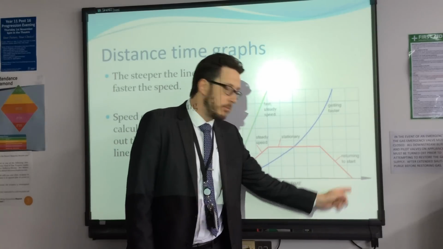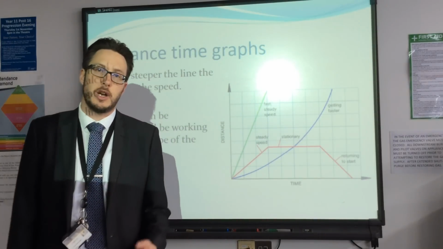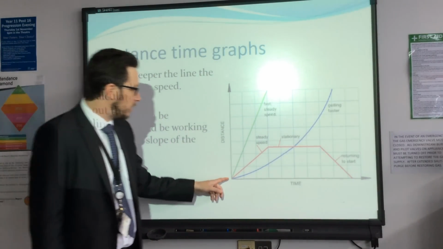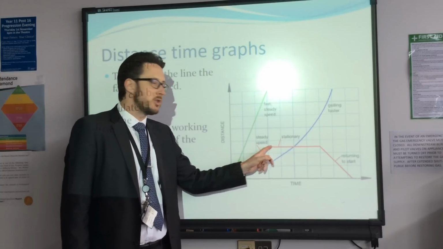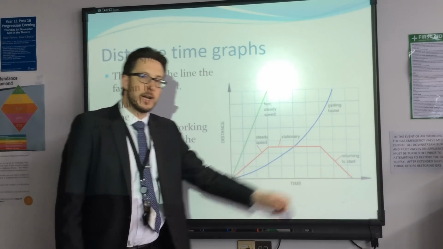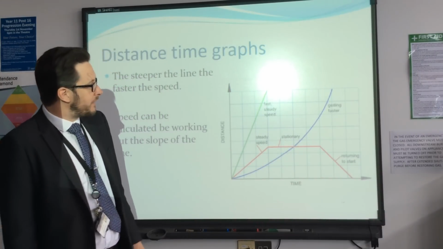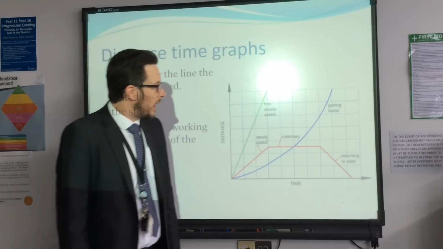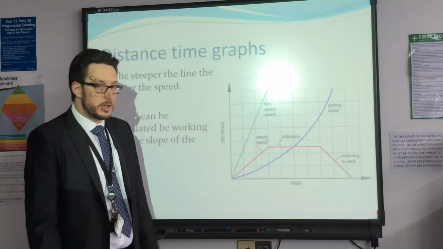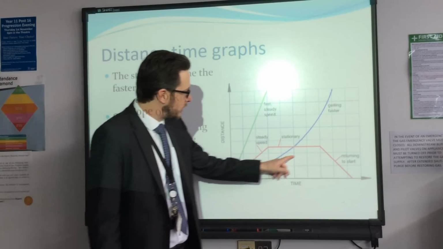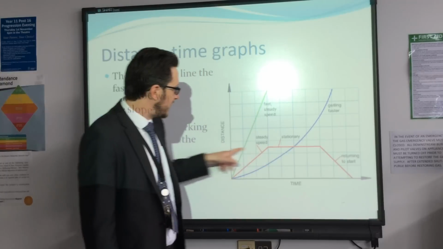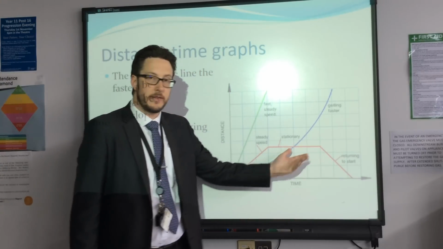If the line goes downwards, then it shows that object is returning to where it started. So this object has moved away from a point, stopped for a while, and then come back to the same point. If someone was getting to the same point, the same distance, but took longer to do it, you may have a line that travelled like that, travelled the same distance, but took a longer length of time to reach it.